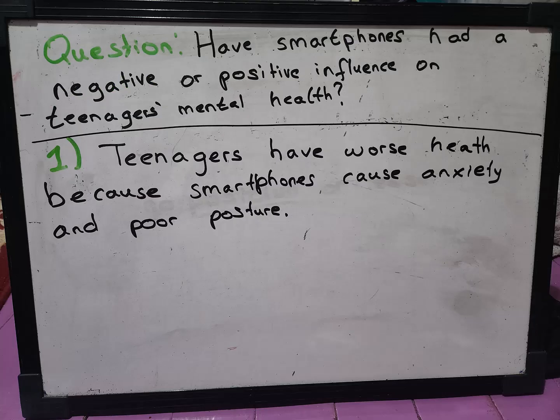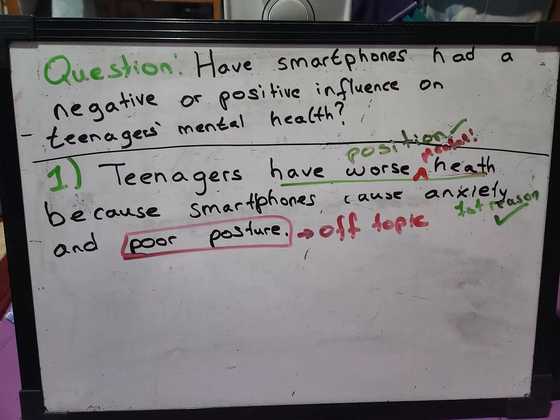Here is the first statement. Teenagers have worse health because smartphones cause anxiety and poor posture. Okay, now I will tell you what's wrong. So, we have a clear position, which is good. However, you will notice that the student changed mental health to health in the position part. And the biggest problem is with the second supporting reason. It causes poor posture. This is about physical health, not mental health, so it is off topic.